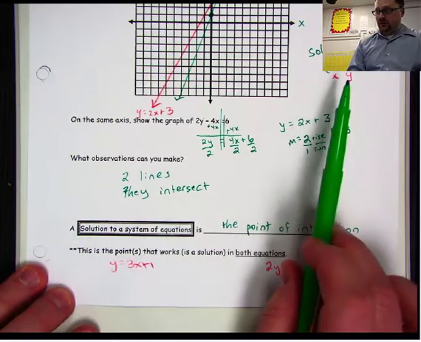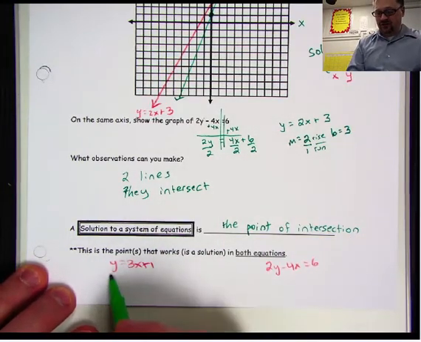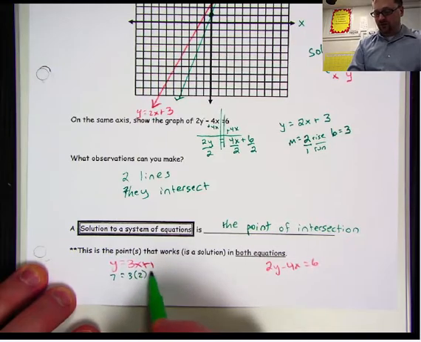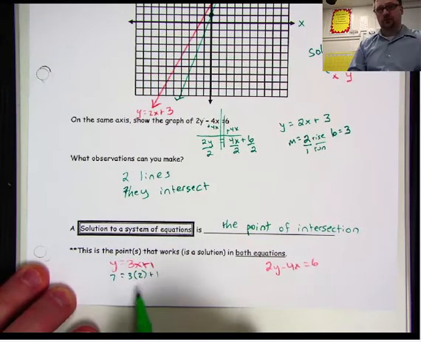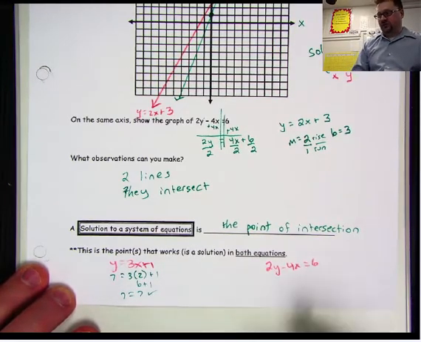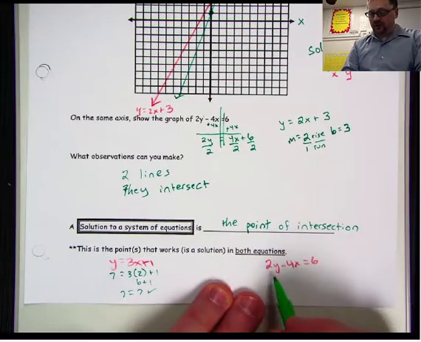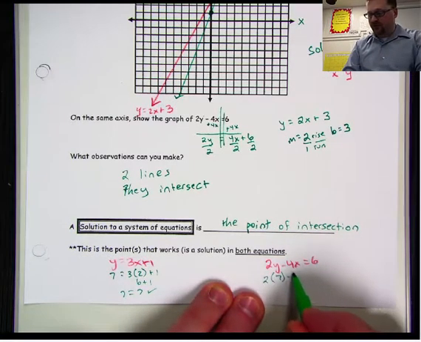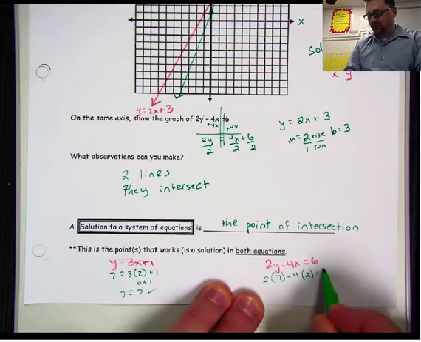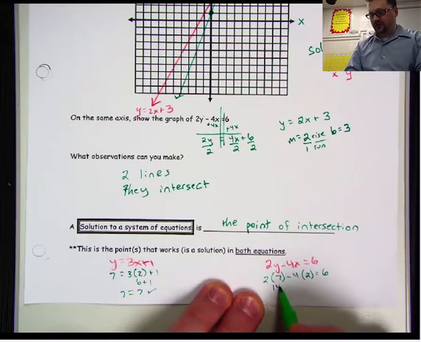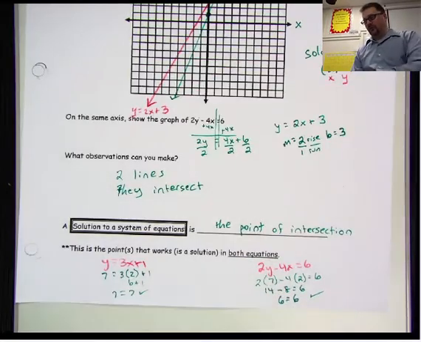So the point of my solution, the 2 was x and the 7 was y, so is 7 equal to 3 times 2 plus 1? Well, 3 times 2 is 6, plus 1 is 7, so that checks out. Again, y was 7, so is 2 times 7 minus 4 times 2 equal to 6? 2 times 7 is 14. 4 times 2 is 8. 14 minus 8 does in fact equal 6. So that point checks in both equations. It is the only point on the graph that will work in both equations.